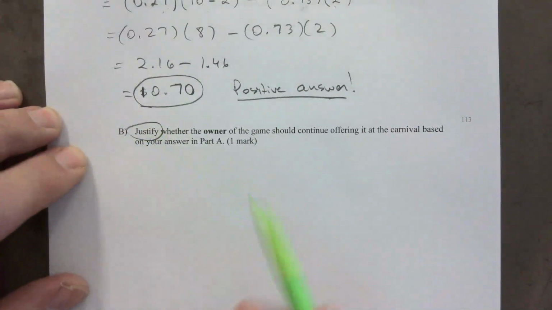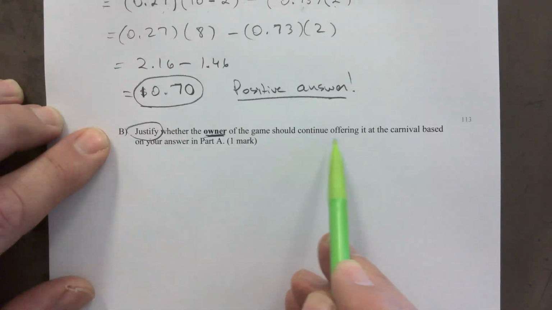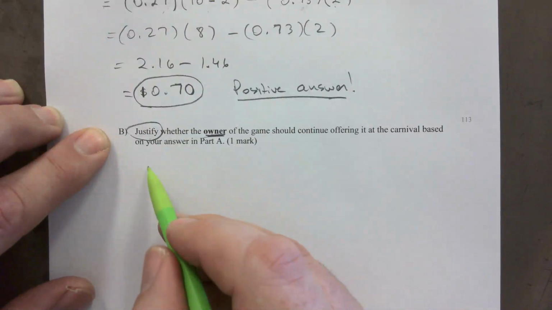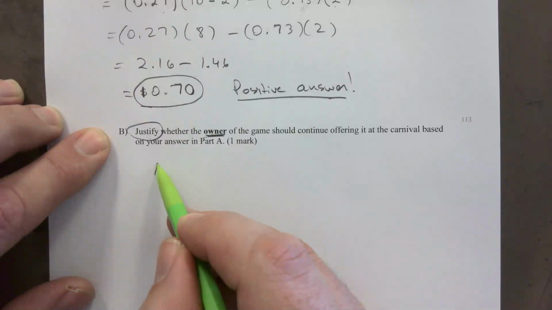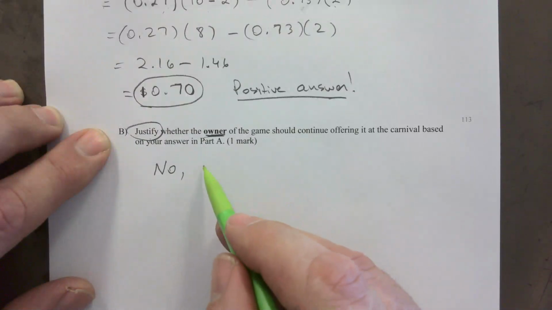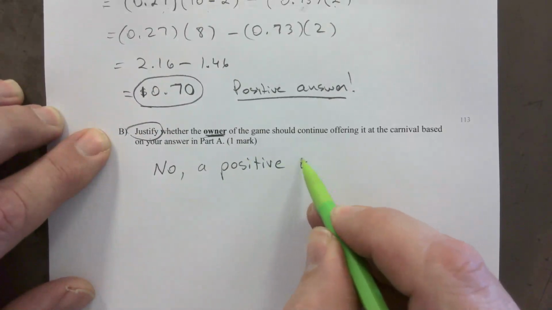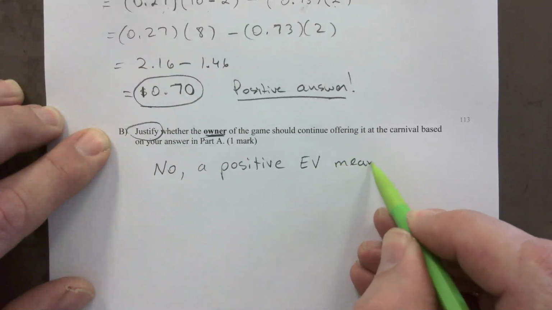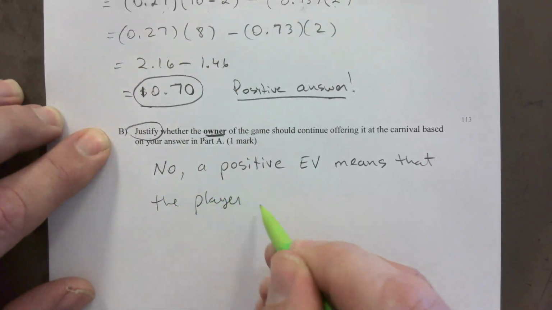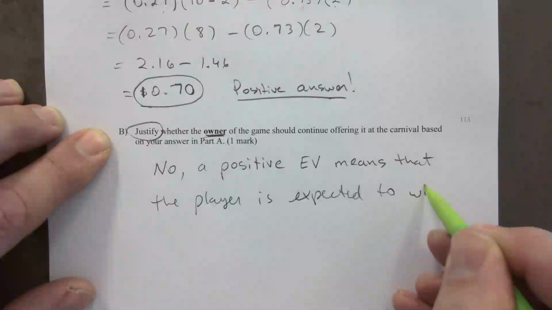It says justify, so you have to say why. Justify whether the owner of the game should continue offering it at the carnival based on your answer in part A. What do you think? The answer is no. A positive, that's what you need to make reference to. A positive expected value means that the player is expected to win.